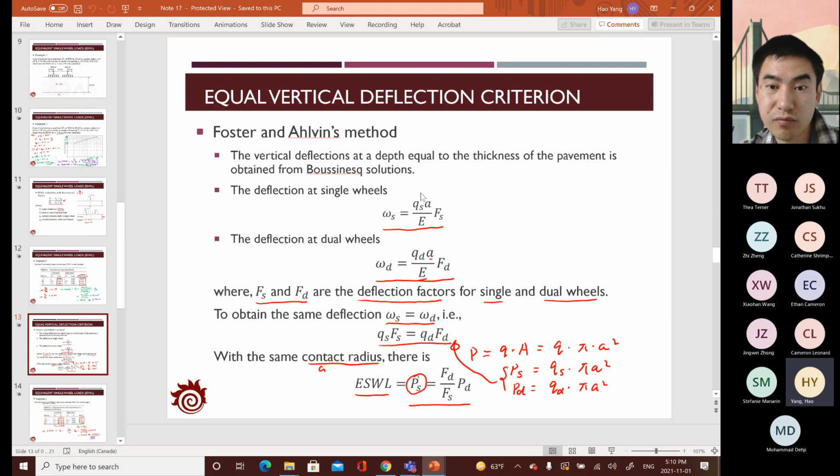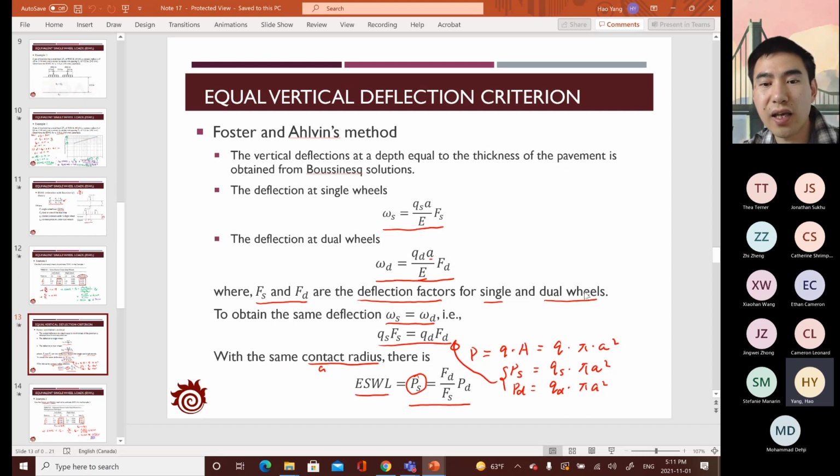So they have the equation for the single wheel: omega S equals QS times A divided by E times FS. Here A is the radius of the contact area, E is the elasticity modulus, and FS is the deflection factor for the single wheel. Similarly, it defines an equation for the dual wheel: omega D equals QD times A divided by E times FD. Here QD is the load from the dual tire, and FD is the deflection factor for the dual wheels.